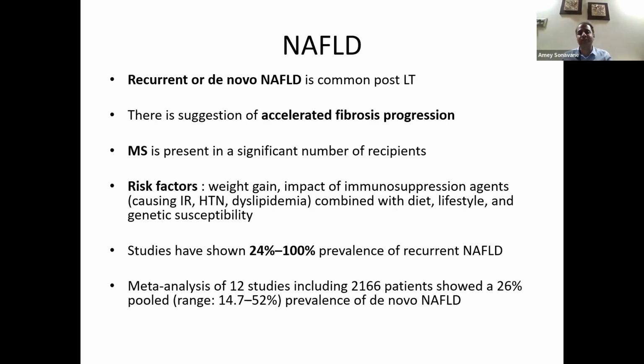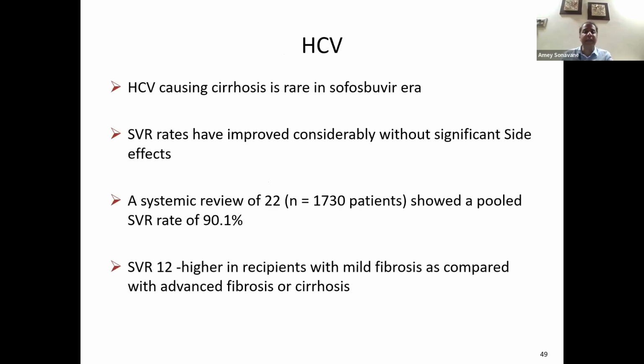If you see a patient 5 years post-transplantation and you do a fibroscan, 50 to 70% of these patients would have fat in their liver. HCV in the sofosbuvir-velpatasvir era is almost gone in terms of good viral suppression. The SVR rates are almost 90 to 95%, especially in genotypes 1, 2, and 4.